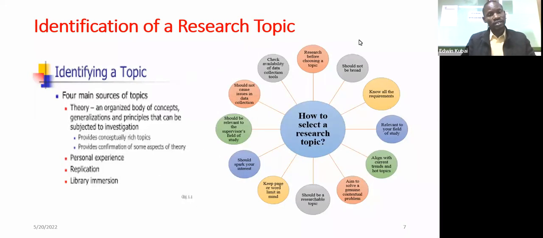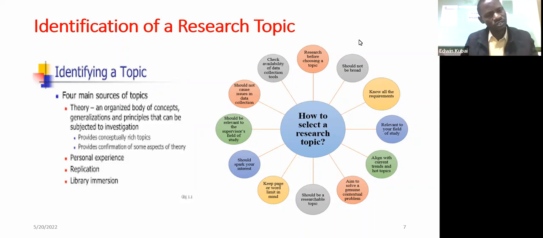Then identification of a research topic. Also, we have talked about these factors, which I may not go into. We have said that it is based on a theory. Your topic must be grounded on a very good theory and an organized body of concepts, generalizations, and principles that you think have been established and provided so that you understand how things are moving and so on.